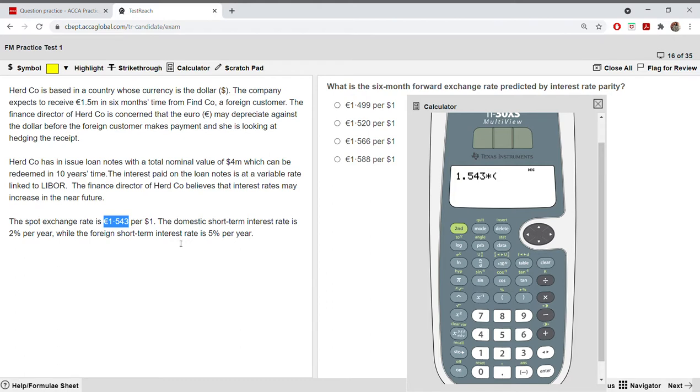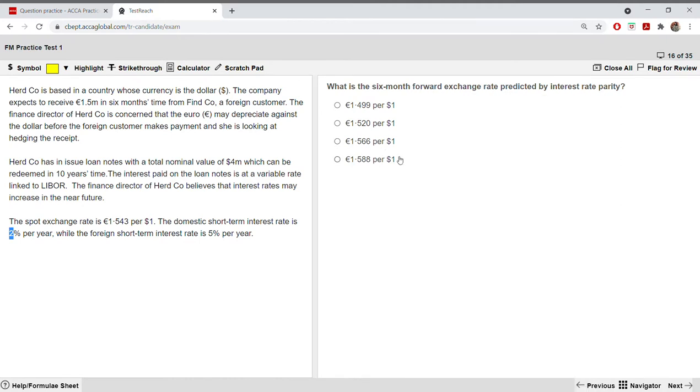So euro is this 5% foreign interest. But you have to take 2.5% because it's for 6 months. So what are you going to do? 1 plus 2.5%, that will be 1.025, divided by 1.01. Just add one to the interest. 1.01 is the interest rate of dollar, that is your base currency. Dollar is your base, right? Not 2%, but 1%, because it's for 6 months. Enter. What is it? 1.566, they have rounded it up. So the correct answer is this.